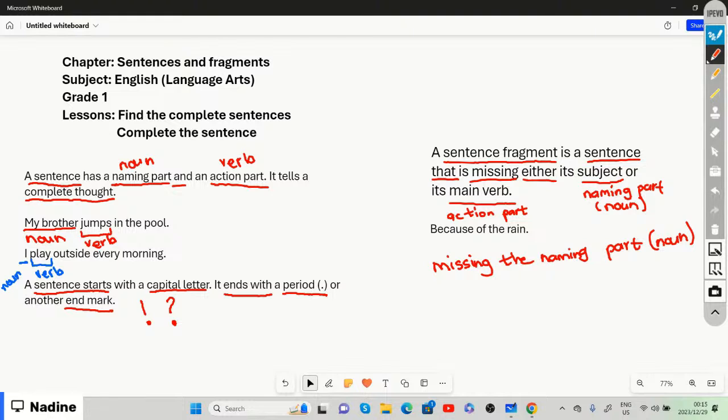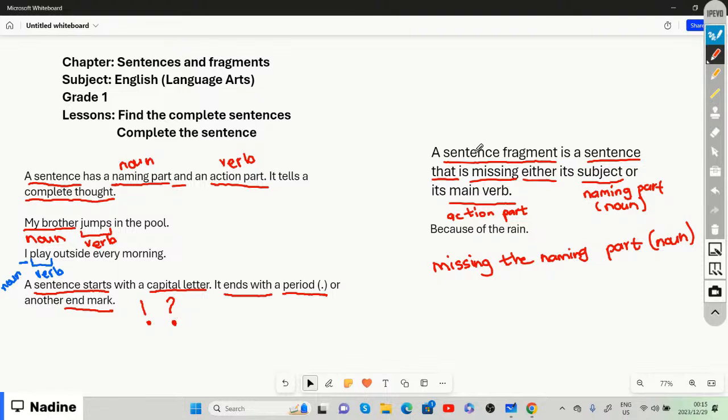All right, so once again, we have a sentence, right? And a sentence has a naming part, which is a noun, and it has an action part, which is a verb, and it tells a complete thought. And a sentence starts with a capital letter and it ends with a period or an end mark, which is either an exclamation mark or a question mark.